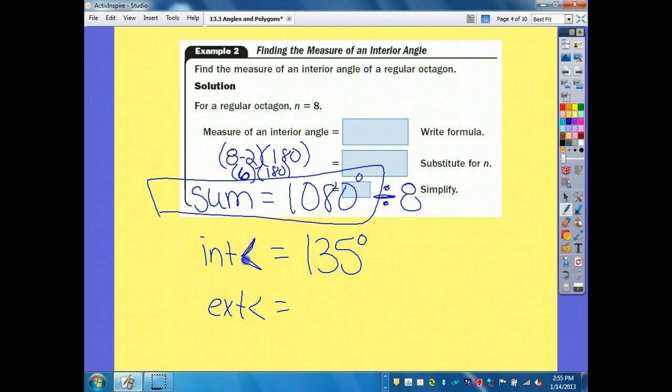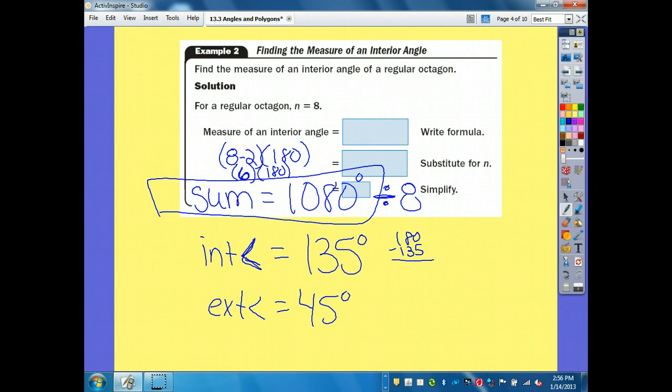So that's our interior. How do I find my exterior? The rest of what? You're right, but the rest of what? 180 minus 135. Right, so 180 minus 135 is what's left over? So 45 degrees on the outside. Let's see, check your math then. 45 times what? How many exterior angles? 8 in an octagon. So 45 times 8, hopefully, what do you get? 360. Is that a good sign? Yes, it is.